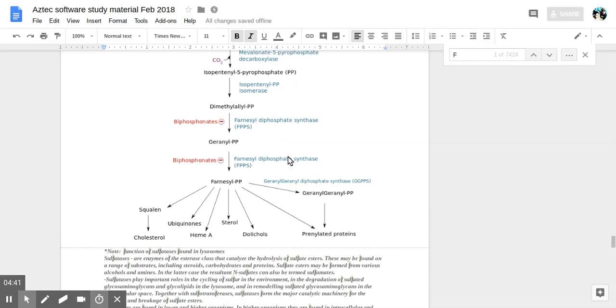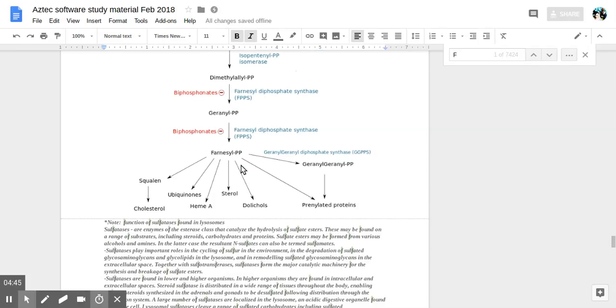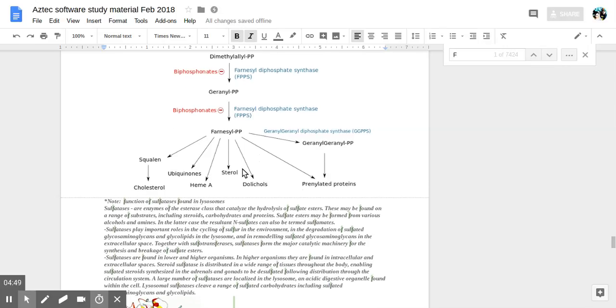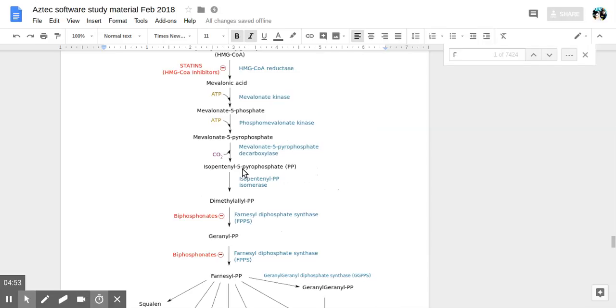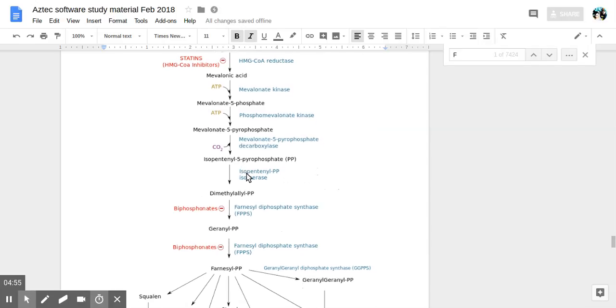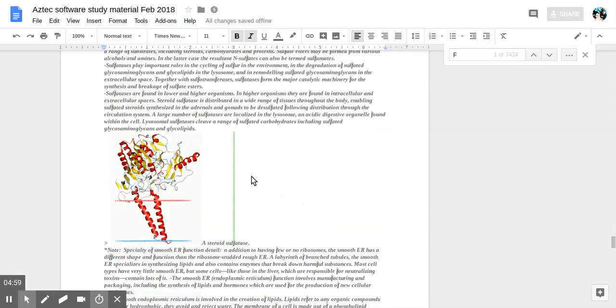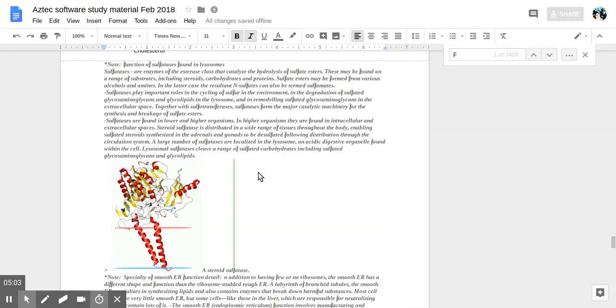So sulfatases are, okay, that was a different note. So that was everything that was my notes about steroids and how they're produced. It gets quite specific chemically.